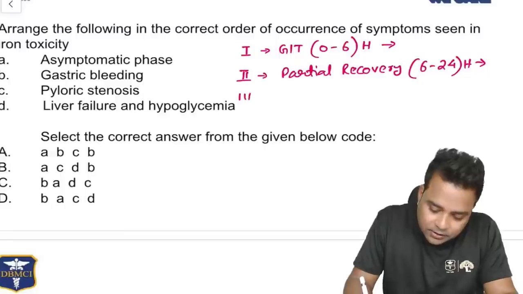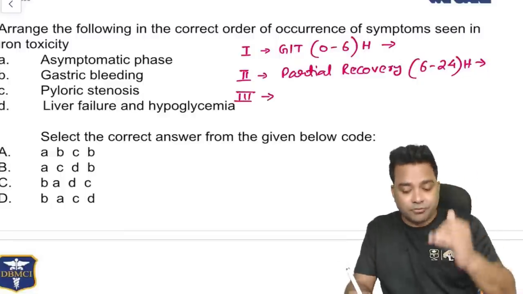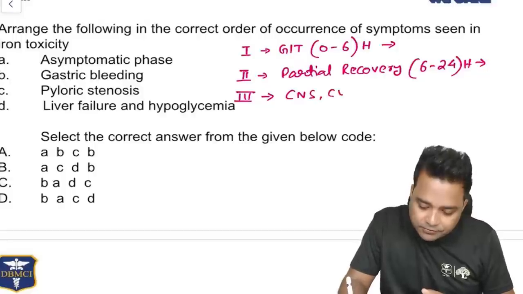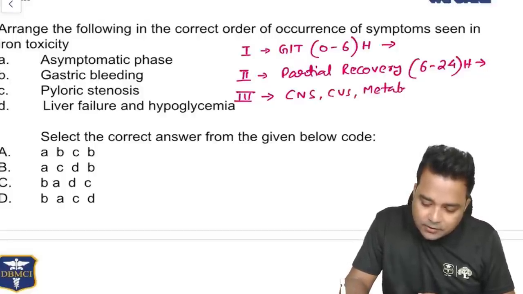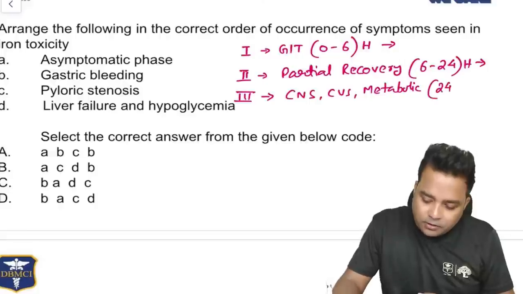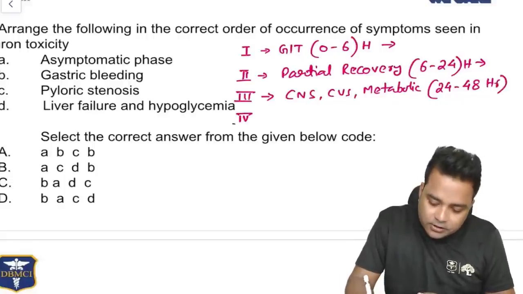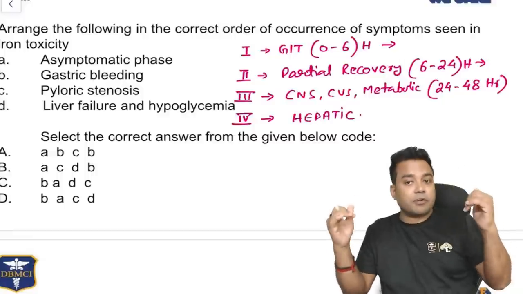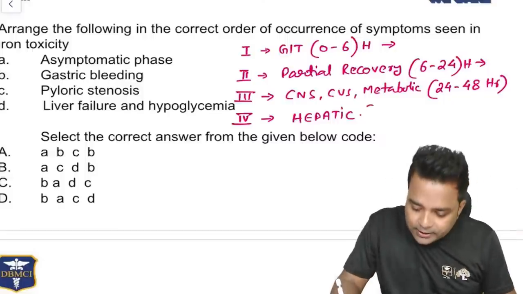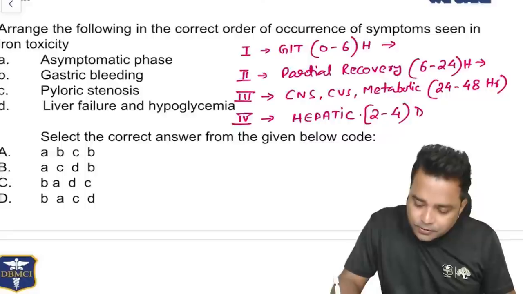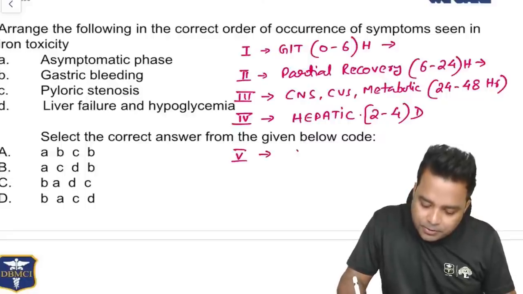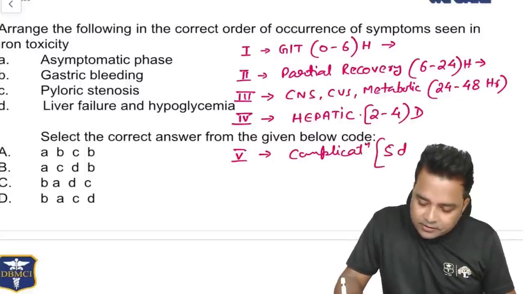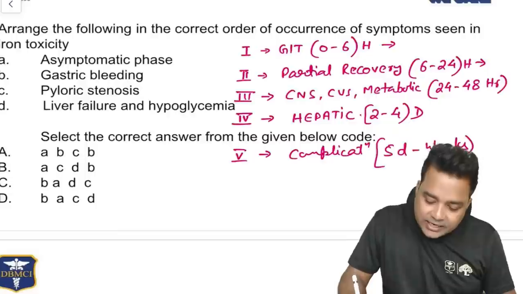But then comes the complication stage. Phase 3 involves CNS, CVS, and metabolic complications in 24 to 48 hours. Then the child will go in stage 4, where he will present with hepatic complications. So a jaundice-like picture will be there in the child, hyperbilirubinemia, in the next 2 to 4 days. And stage 5 is the delayed complication stage. Delayed complications occur from 5 days to weeks, mainly GI complications.